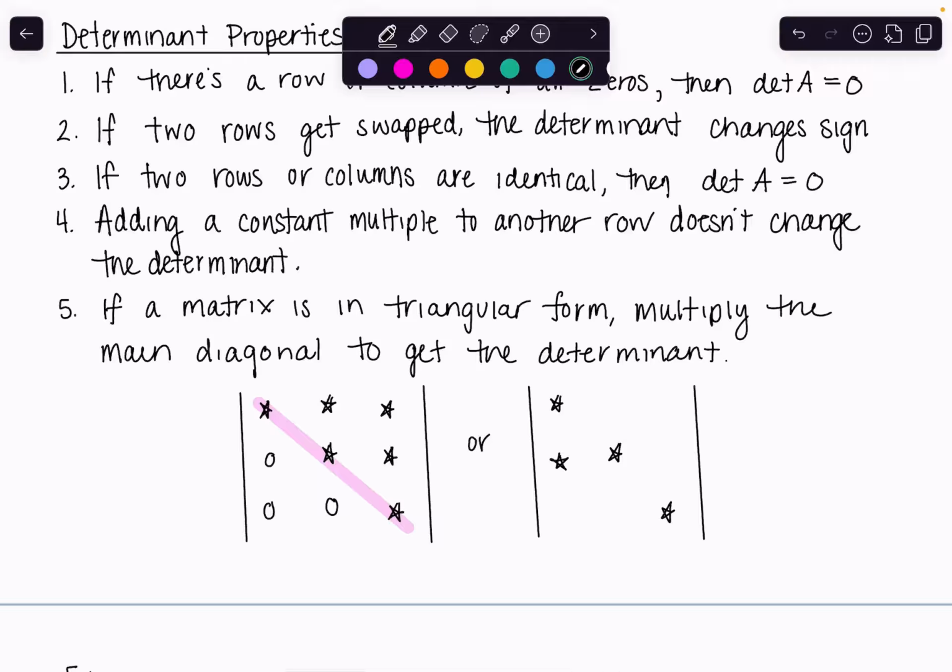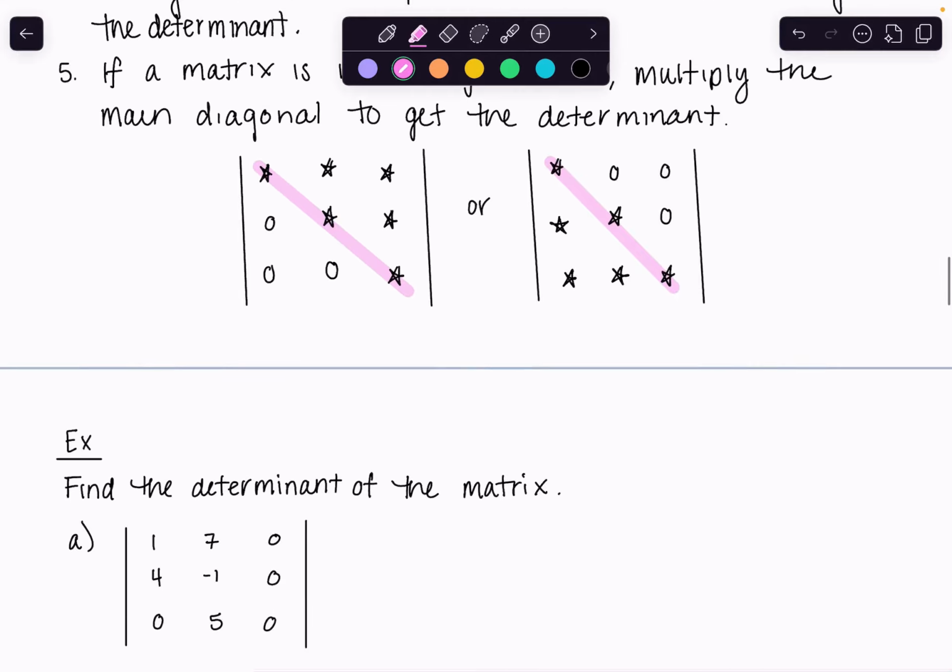Lower triangular form means you have elements in the lower half, and then you have a triangle of zeros above that. So same thing again, you just multiply the stuff on the main diagonal. These properties are helpful because if we know something, it's much easier than going through the tedious process of finding the full determinant. If it's got a nice form, utilize that. So let's try a few examples.